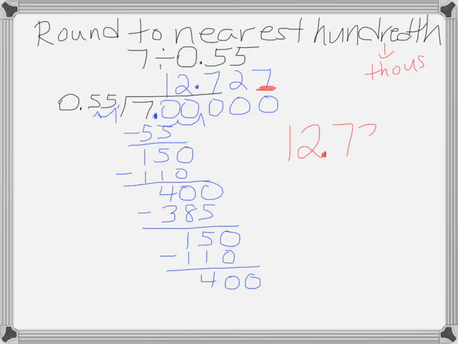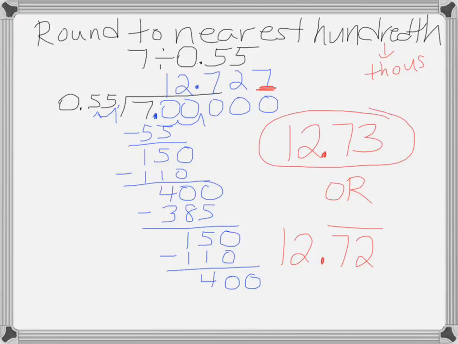12.73. If you'll notice, this number seems to be following a pattern. 272727 is going to keep repeating. If you're not asked to round, sometimes you can indicate that this is a repeating decimal by putting a bar over the part that keeps repeating. So we would say that is 12.72 repeating. But if you're asked to round, then you definitely want to stop at the point you're told to round and stop there.